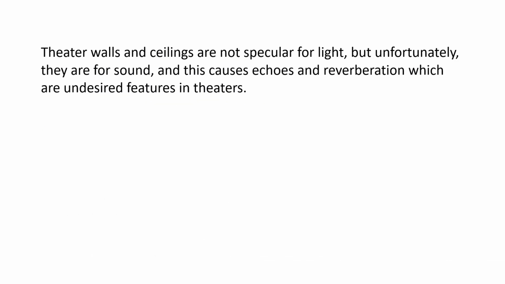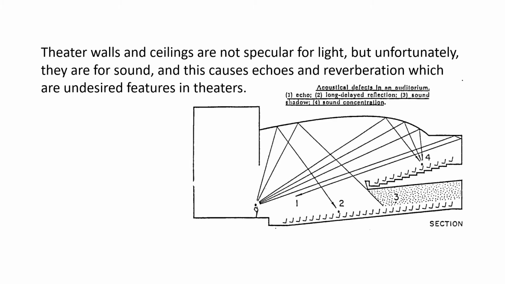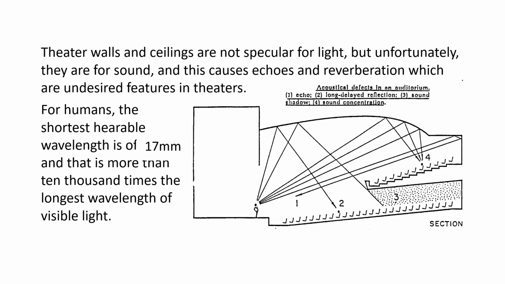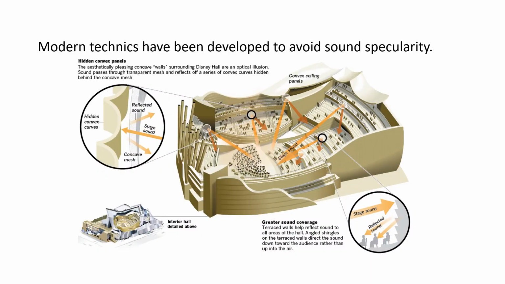Theater walls and ceilings are not specular for light, but unfortunately they are for sound. And this causes echoes and reverberation, which are undesirable features in theaters. For humans, the shortest hearable wavelength is 17 millimeters, and that is more than 10,000 times the longest wavelength of visible light. Modern techniques have been developed to avoid sound specularity, like convex ceilings and panels hidden behind sound-transparent concave walls, as well as some other ingenious tricks for extending coverage.